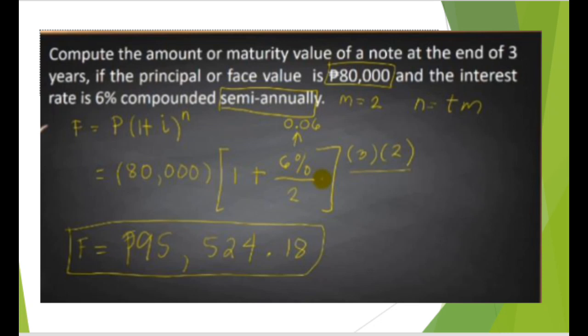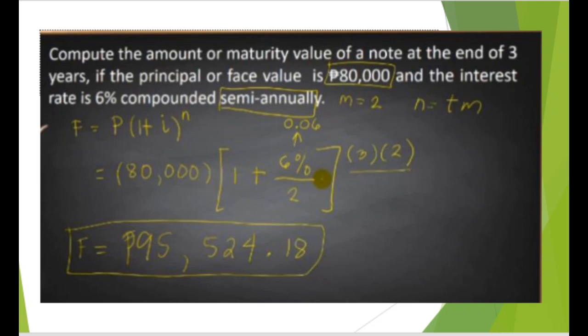The principal value here is 80,000 pesos. So, this is 80,000 times 1 plus the formula for I, which is R over M. Since the rate is 6%, I need to divide it by M. M here is semi-annually, so this is equal to 2, and we raise this to N, which is T times M. We have here 3 times M, which is 2.